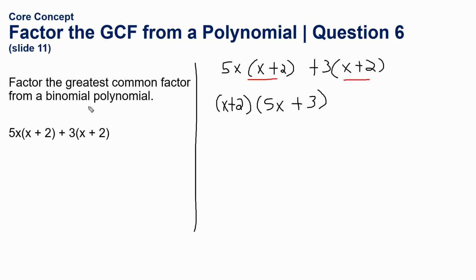So when we're factoring a binomial polynomial like this, the x plus 2, the common factor becomes your greatest common factor. That goes on the outside. And then the two terms that are right next to it go on the inside. And you're actually done with that. So fairly straightforward in comparison to some of the other problems.